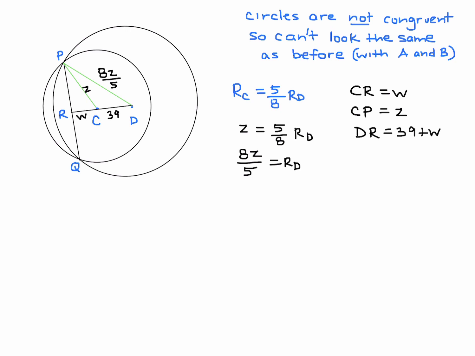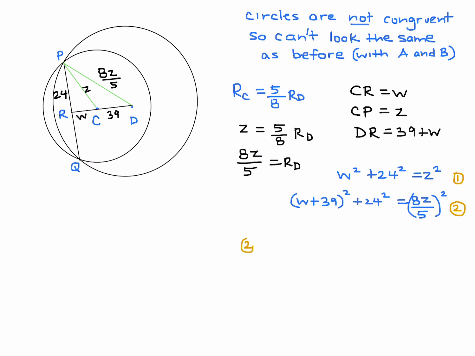Okay, now again, just as before, we've got some Pythagorean relationships. And our PQ is 48, so half of that is 24, very similar to before. All right, so now let's start our Pythagorean relationships. W squared plus 24 squared is equal to Z squared. And from the bigger triangle, we get W plus 39 squared plus 24 squared is equal to 8Z over 5 squared. So this is equation 1 again, and we'll call this equation 2. And very similarly, I will see what I get when I subtract them.